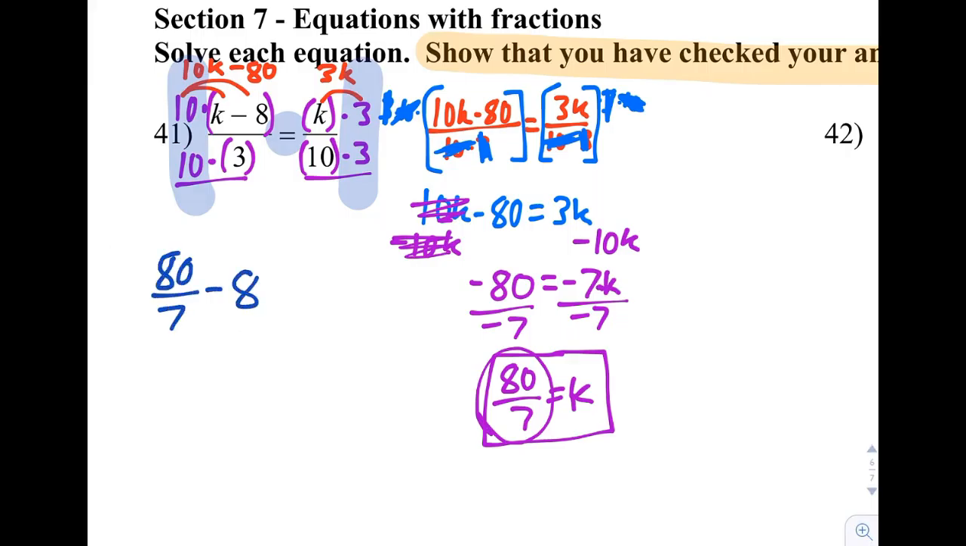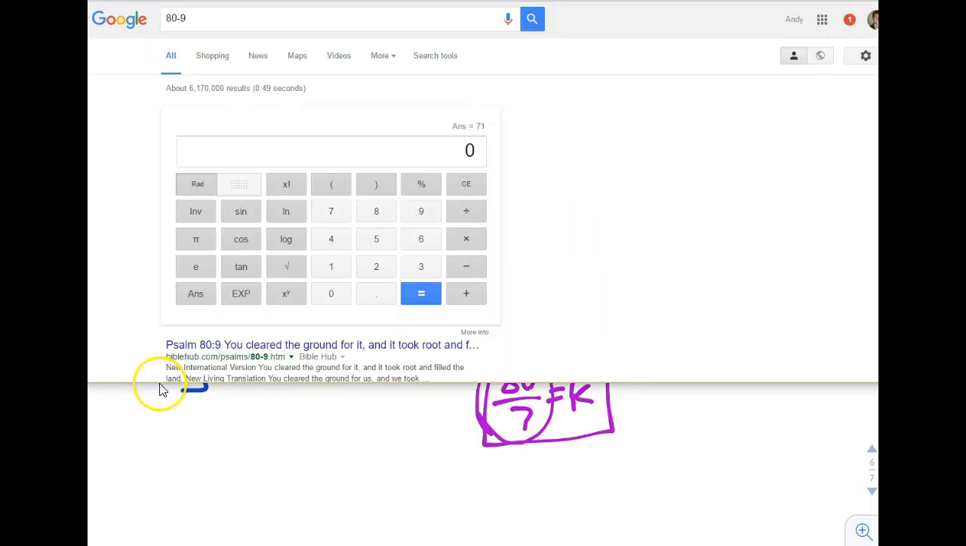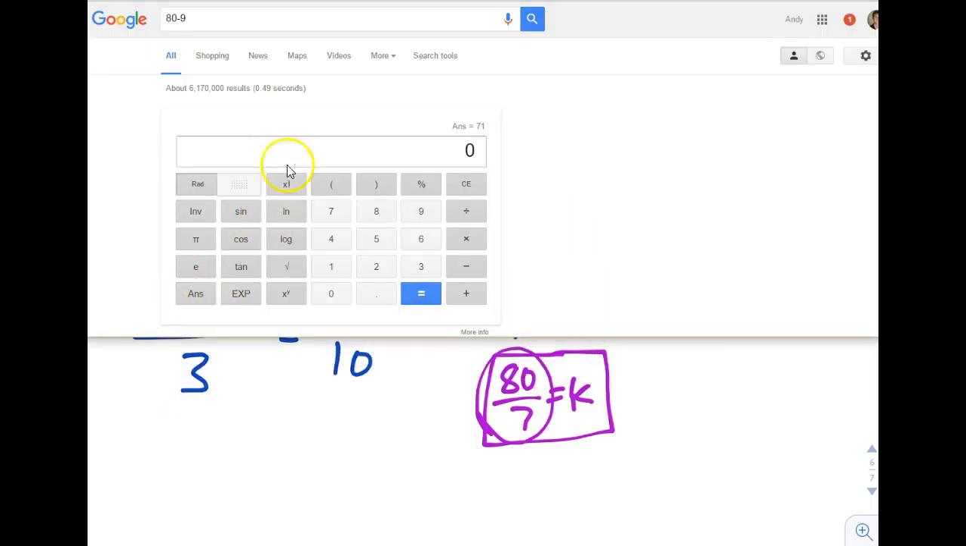80 over 7 minus 8 over 3 equals 80 over 7 over 10. That's what we have. And so we're now going to plug that into a calculator. Let's use my favorite calculator in the world here, the Google calculator. If you just type a math problem into Google, it will give you a calculator.